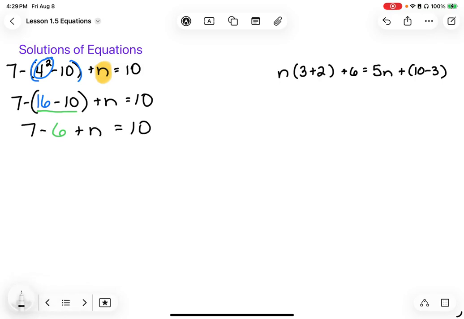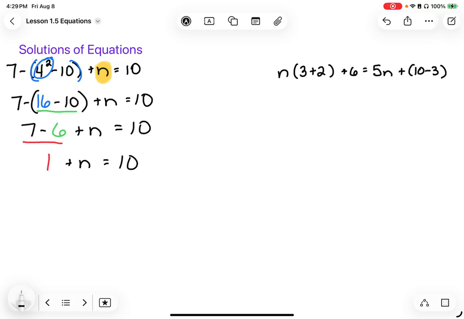And this is what it looks like. So now there's no multiplication or division to do, so we move on to the last part of our order of operations, which is addition and subtraction. And we've got some subtraction right here at the beginning. This 7 minus 6 is going to give us 1. So we've got 1 plus n equals 10.